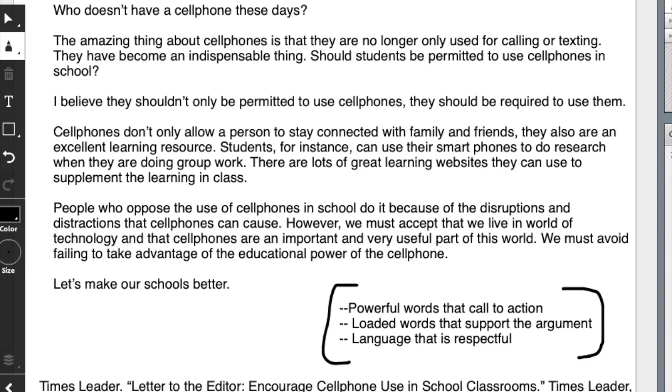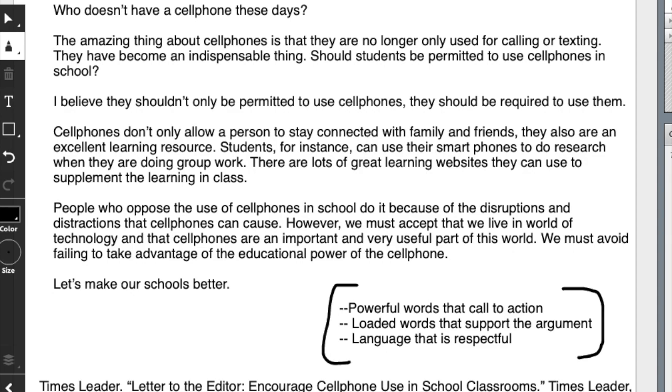So we're going to take a look at this for powerful words that call to action, loaded words that support the argument, and language that is respectful. I put that in those little poorly drawn brackets in the middle of the page there. That's what we are going to be looking for. In this very short letter to the editor, this person does use powerful words to help emphasize his or her point and identifies loaded words to support his or her argument. So let's take a look at it. Let's read it. And while I read it to you, I'd like you to identify a couple of words that you think are powerful or loaded and that are also respectful in tone to develop that perspective and that tone.